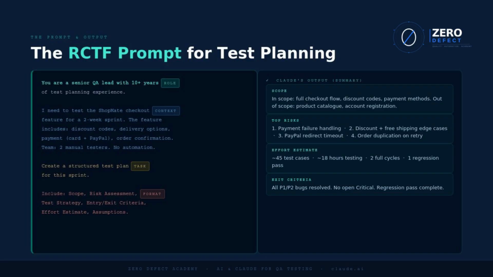Look at what comes out. The scope is clearly defined. In scope includes the full checkout flow, payment methods, and discount codes. Out of scope is explicitly stated. That's just as important. The top risks are already ranked. Payment failure handling, discount edge cases, PayPal timeouts, order duplication. And the effort estimate tells us 45 test cases, 18 hours, 2 cycles.